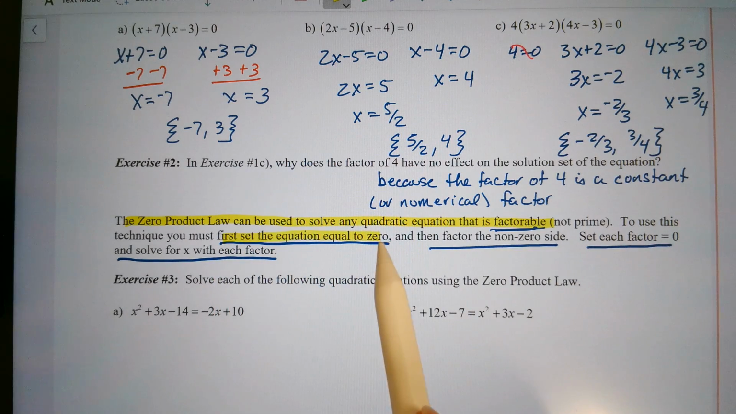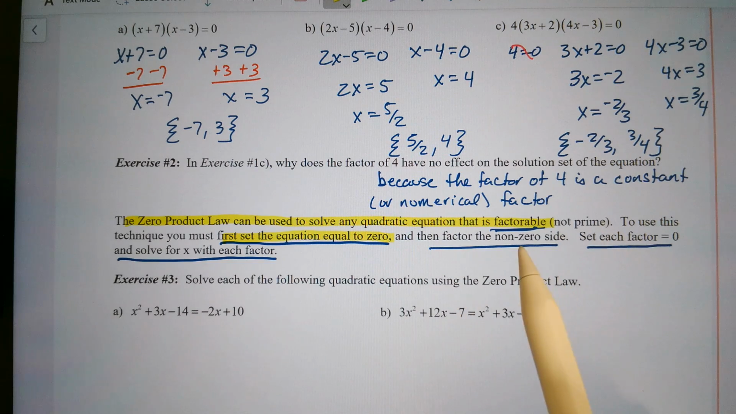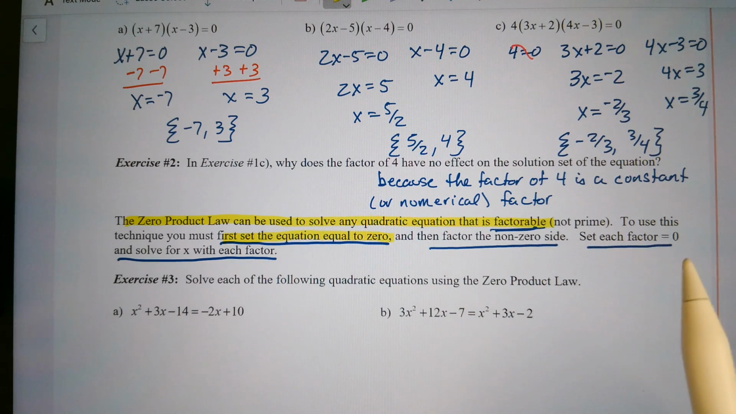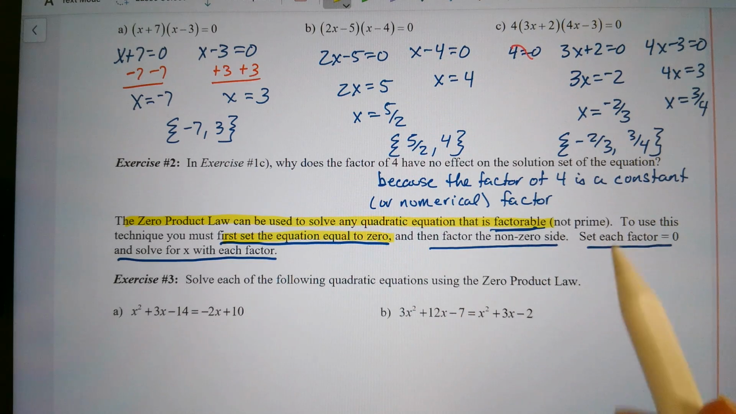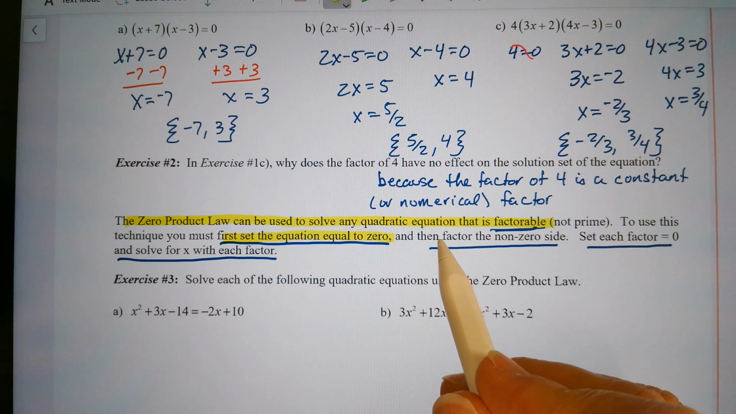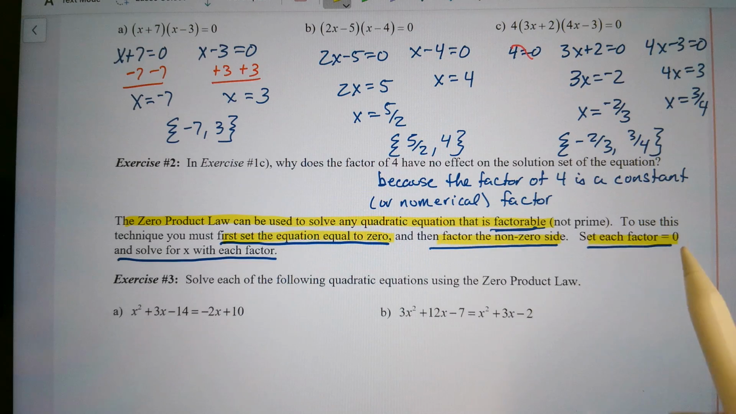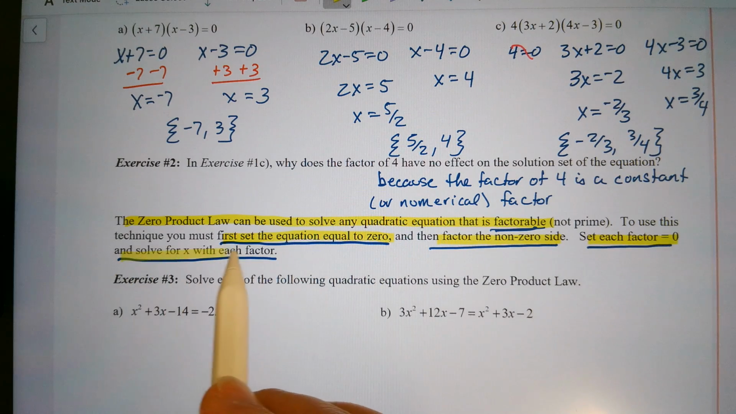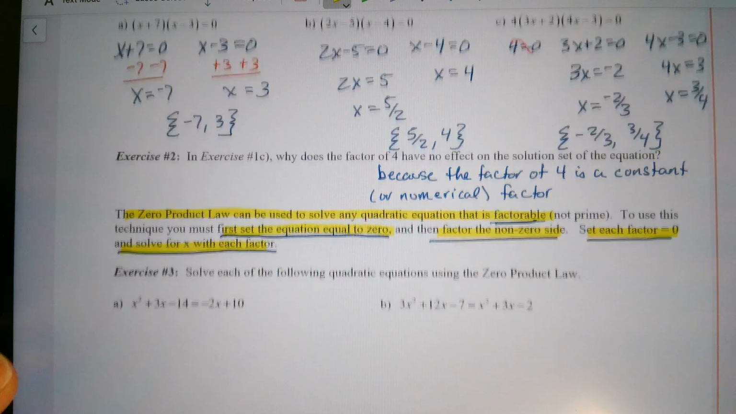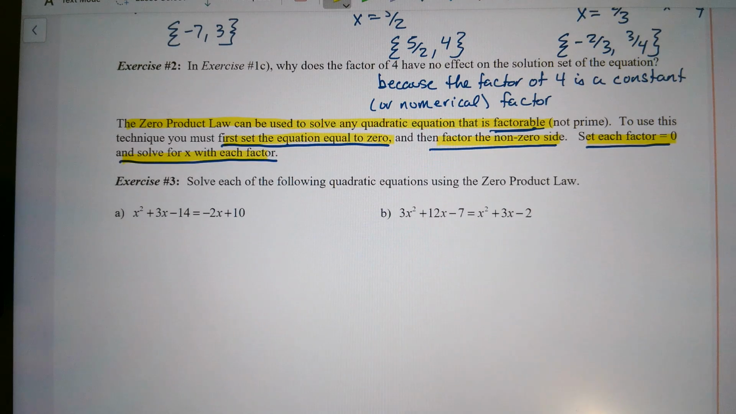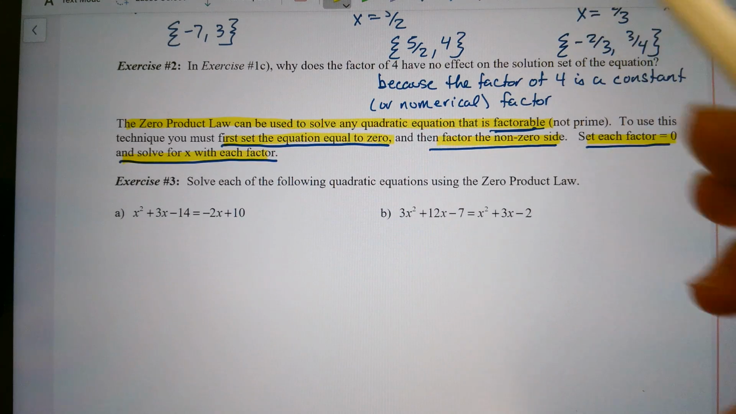So you first set the equation equal to 0. In other words, we put it in what's called standard form, where we have all our terms on one side and 0 on the other side. Then you factor the non-zero side, and then you set each factor equal to 0 and solve for x. Solve each of the following quadratic equations using the zero product law.